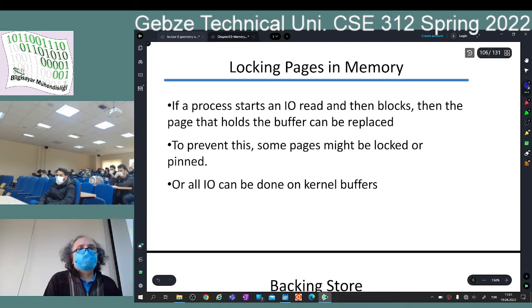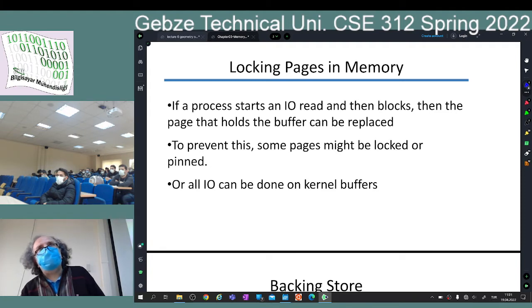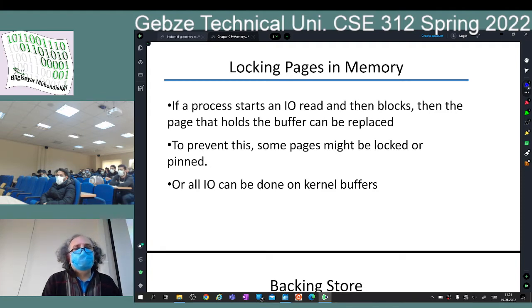Most of the time when I am waiting for something to happen, I am suspended, and the operating system might think that this buffer is not used for a while, or a least frequently used or least recently used algorithm might decide that it can replace this one. And if it is replaced, then the operating system cannot put my data into the required buffer. So that's a problem. To prevent this, there is a way of locking or pinning the pages.